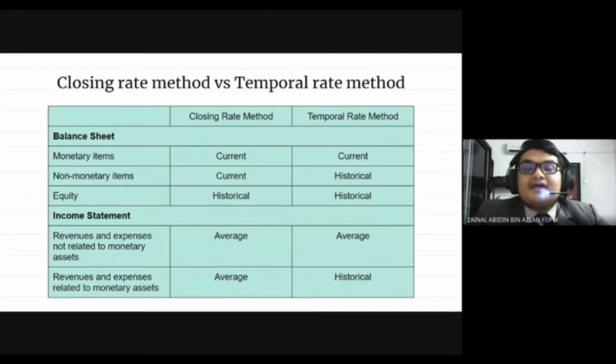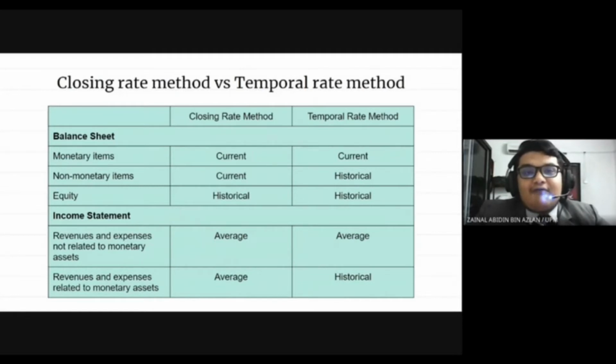As for the temporal rate method, for the balance sheet, the first one, monetary items use the current rate. However, non-monetary items and equity elements both use the historical rate. Under the income statement, revenue and expense not related to monetary assets use the average rate, and revenue and expense related to monetary assets use the historical rate.